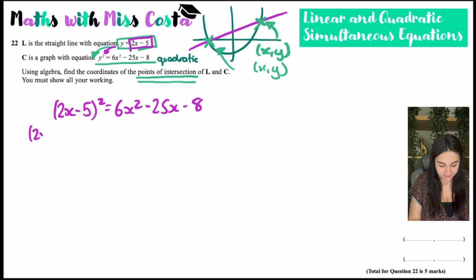So let's first of all just expand this. You'd be left with 2x times 2x is 4x squared. 2x times minus 5 is minus 10x.